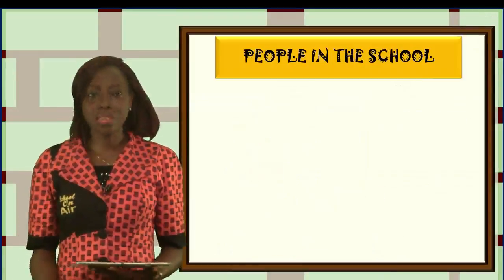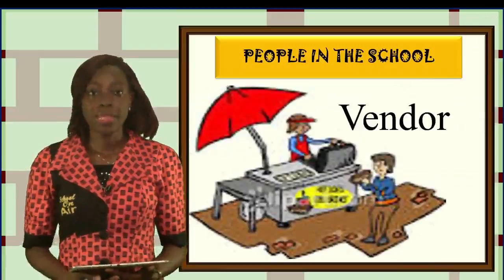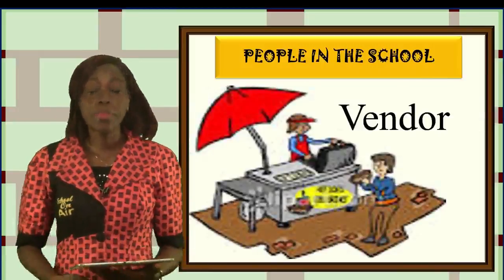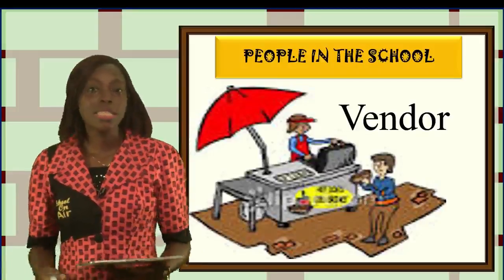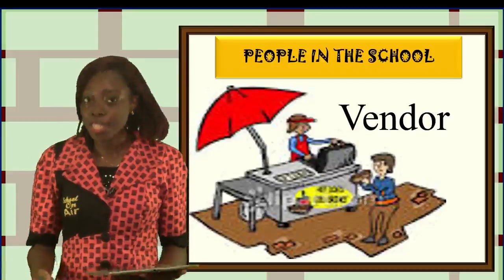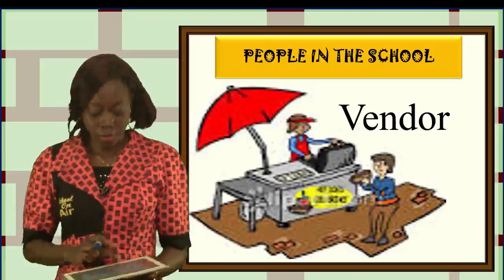We also have vendors. A vendor sells things to you. Now, if you need to buy something, maybe you want to buy sweets, a vendor sells these things to you. And a vendor is usually found around a school. So we have vendor.